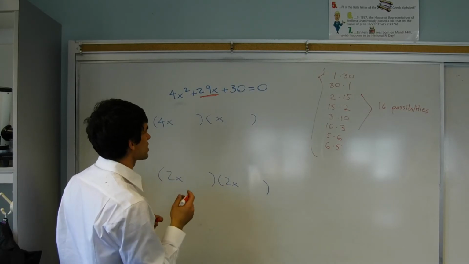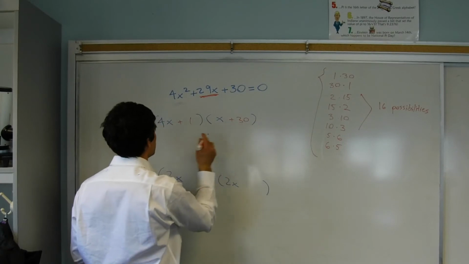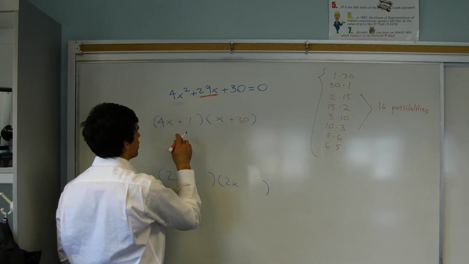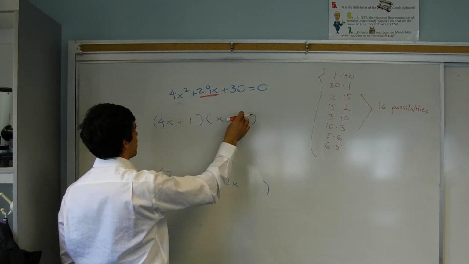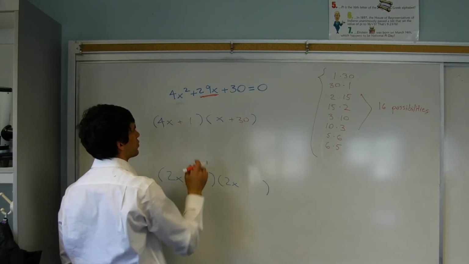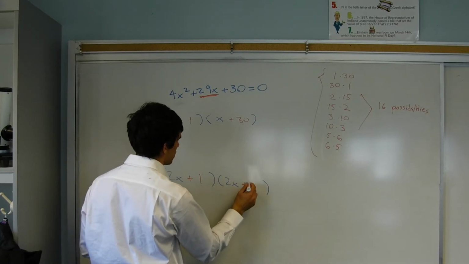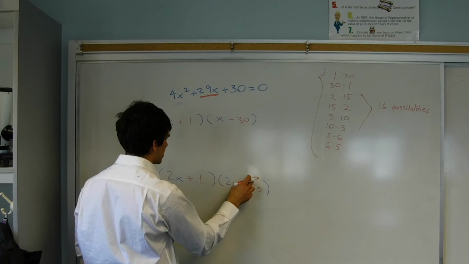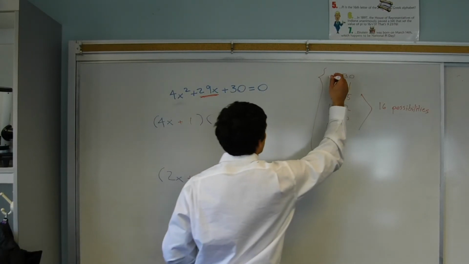So first let's try 1 and 30. If we do 1 and 30, we'll get, for our middle terms, this is going to be huge because we're going to get a 120x plus 1x, so it's not going to work in that one. In this one, we're again going to get a 60x plus 2x, 62x, so we can take that one off the table.